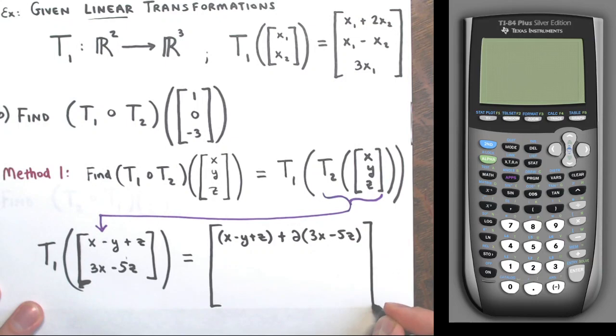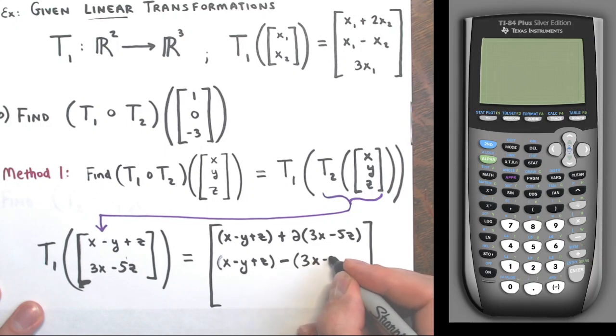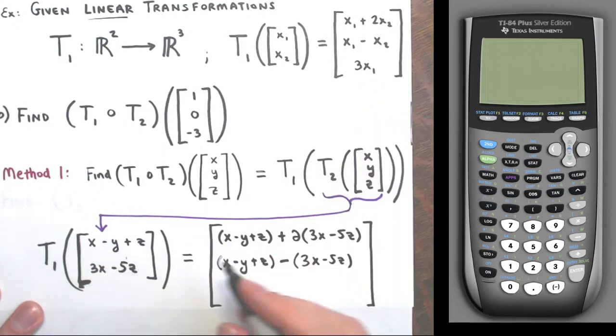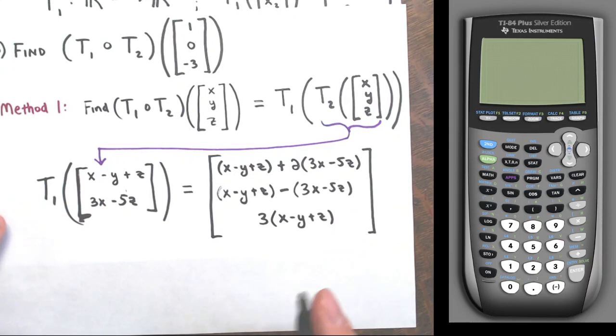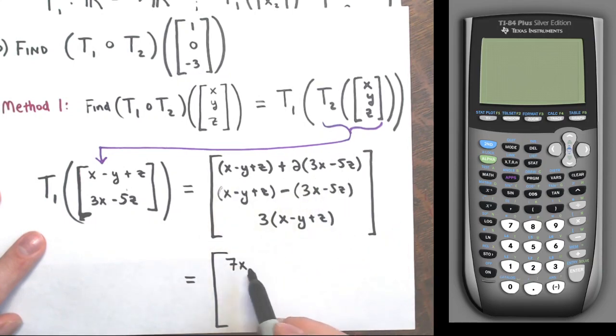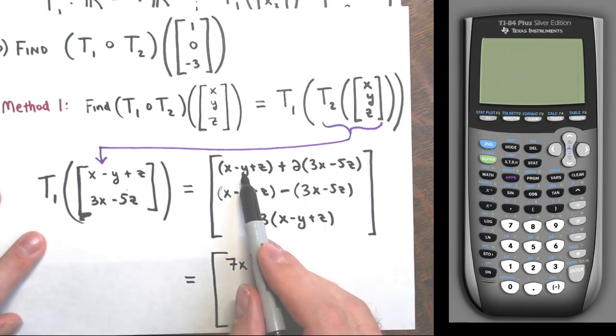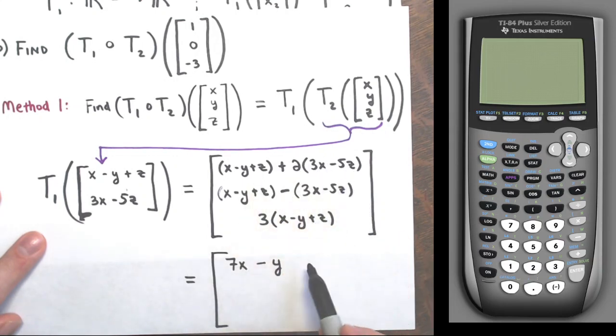All right, well, like I said, we'll simplify, combine like terms in a second. And then the next component, x1 minus x2, so x1 again, x minus y plus z, minus x2, the quantity 3x minus 5z, and then 3 times x1, so 3 times this quantity x minus y plus z. And then we'll simplify this. So this is 3 components. The first one, the x's, you have x here, then distributing the 2, you'd have plus 6x, that's 7x. Then the y's, you have negative y here, there's no y over there, so minus y. And the z's, you got z here, minus 10z, so minus 9z.